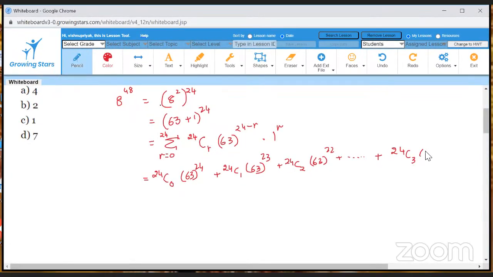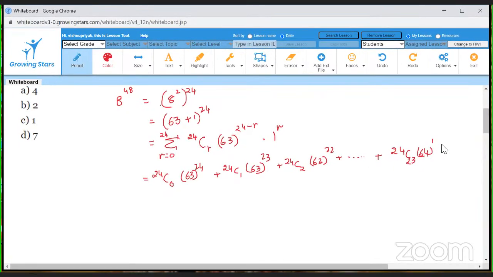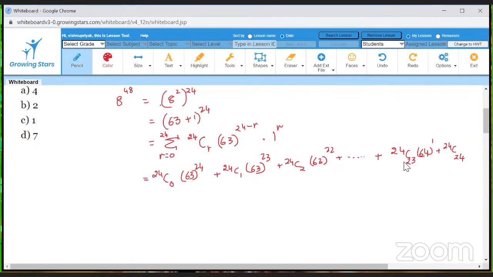24C3, 64, 24C23, it will go. 0, 1, 2, 3, 23, 64 power 1. Last one will be 24C24, no 64 at all.